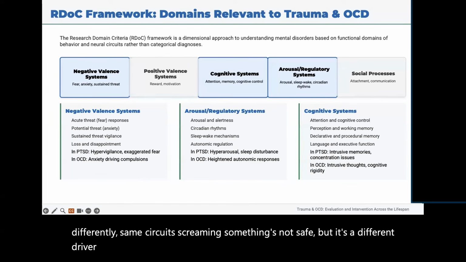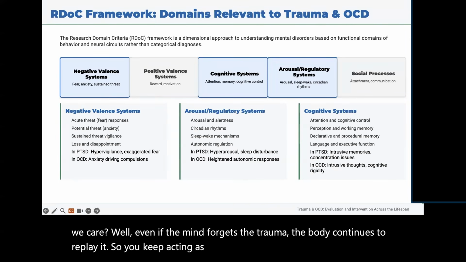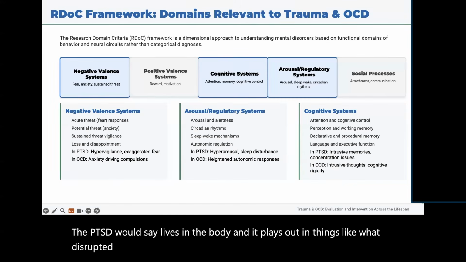There's also the arousal and the regulatory systems. And so why do we care? Well, even if the mind forgets the trauma, the body continues to replay it. So you keep acting as if the PTSD would say lives in the body, and it plays out in things like what? Disrupted sleep, heightened startle, autonomic instability.